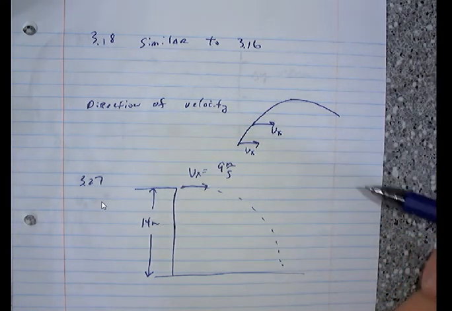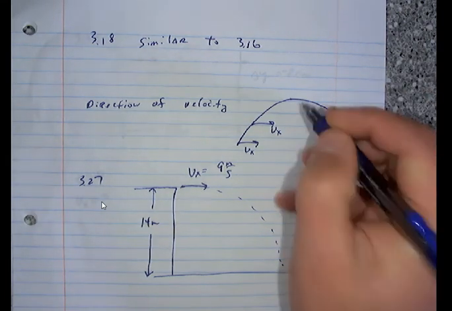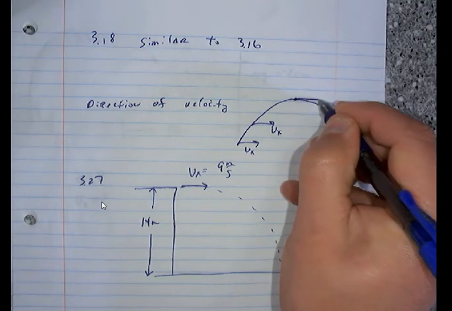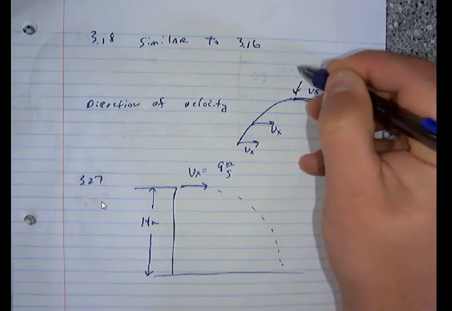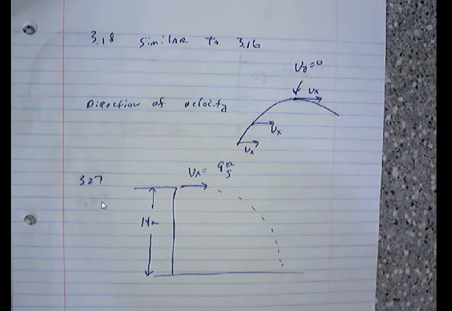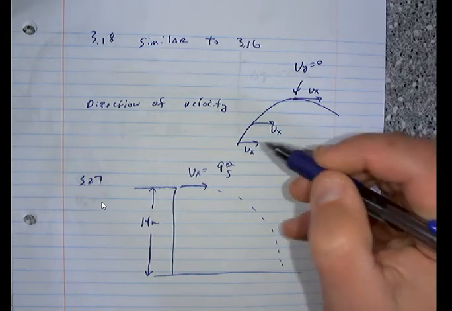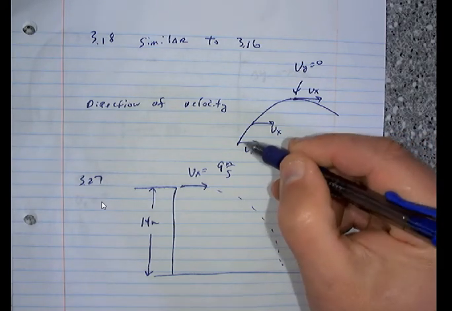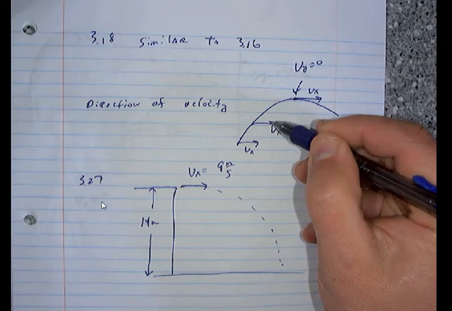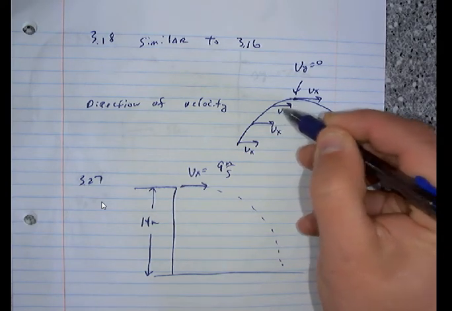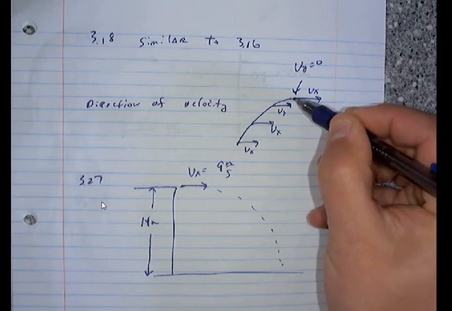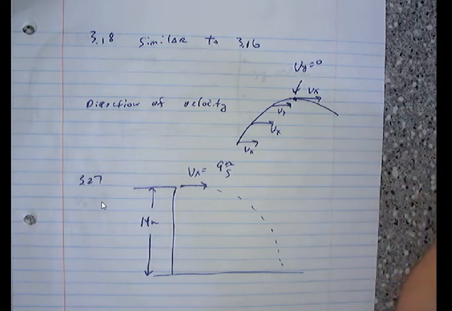I never call it initial velocity in the x because the x doesn't change. Even at the highest point, it has the same x velocity. But at the highest point, the y velocity is actually equal to 0. So on the way up, here's the x part. It has a y part. X part's the same. Y part's getting smaller. Same x part. Y part's getting smaller. At the highest point, the y velocity is 0.